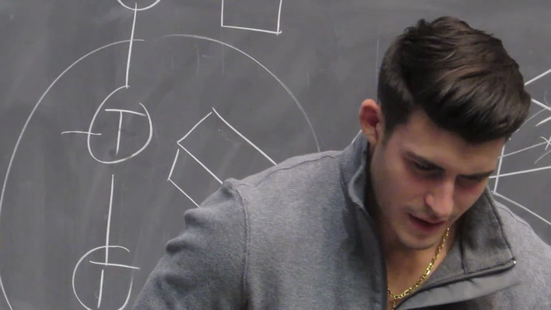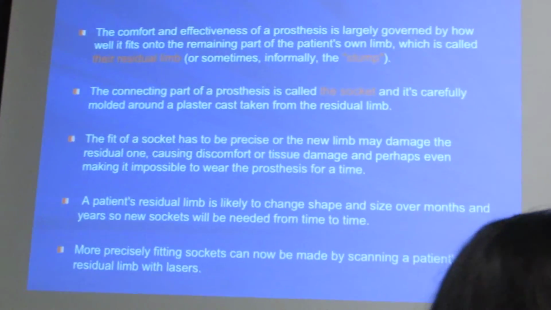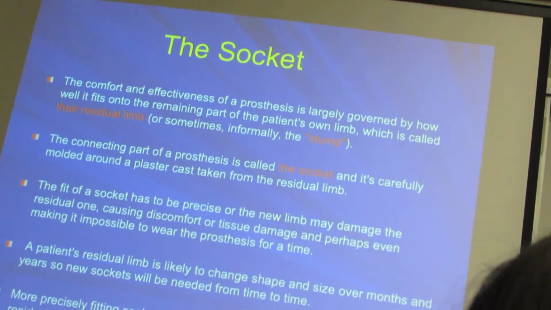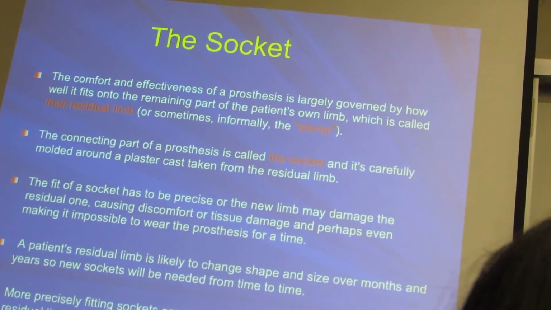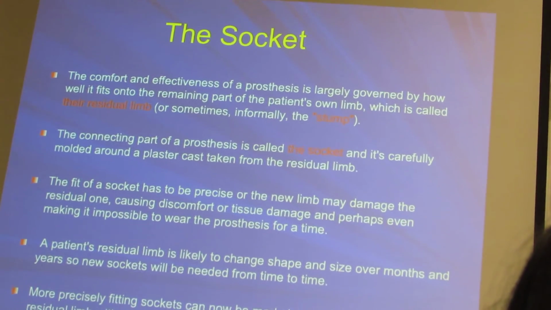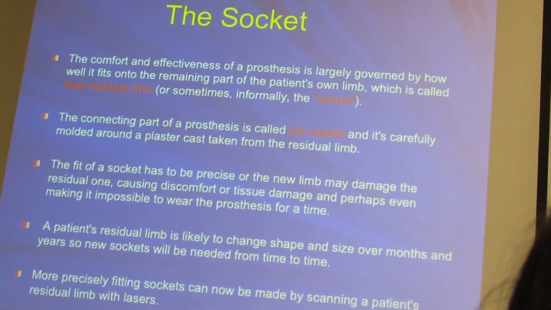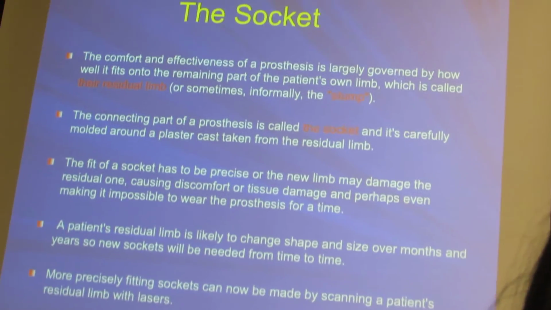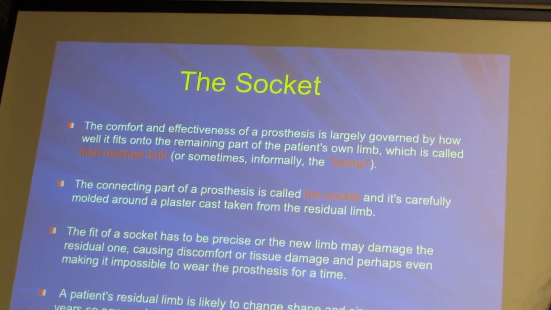Okay, we just went over this a little bit. So the socket is the portion of the prosthetic limb that's going to fit into the stump, which is the end of the residual limb, and the fit of the socket is important, like I said, because of rubbing and shearing of the skin, and the infection site can be due to rubbing of the residual skin.